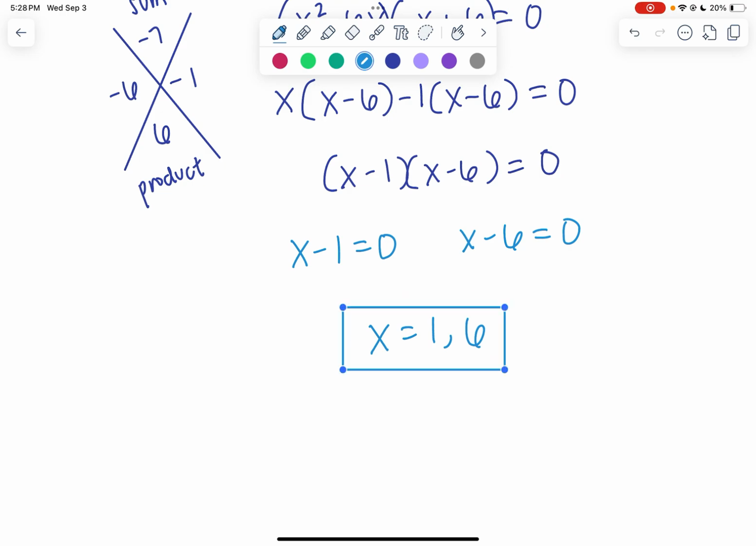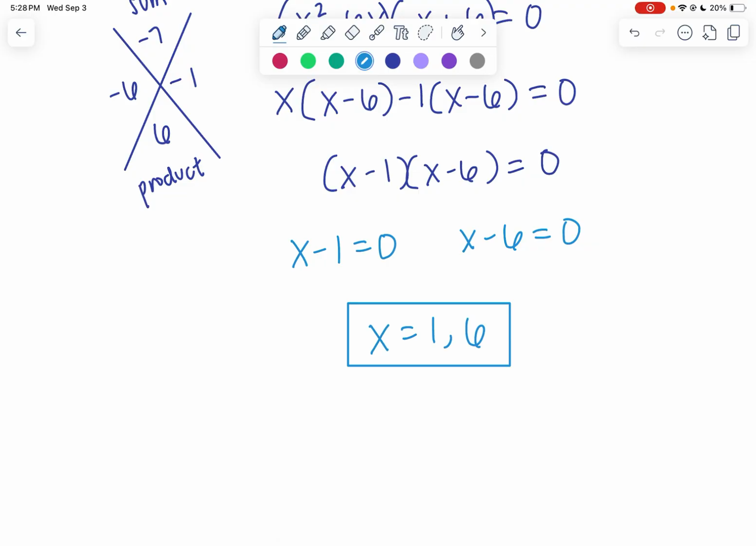And that's what we're going to get into, is how do you solve by factoring. But in order for you to solve by factoring, you have to know how to factor.